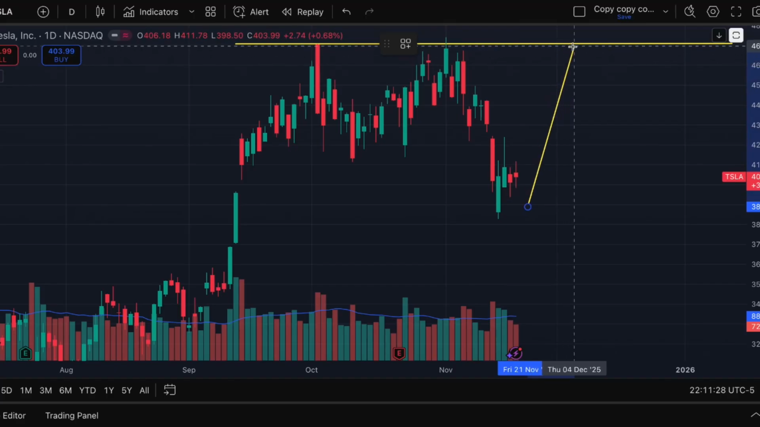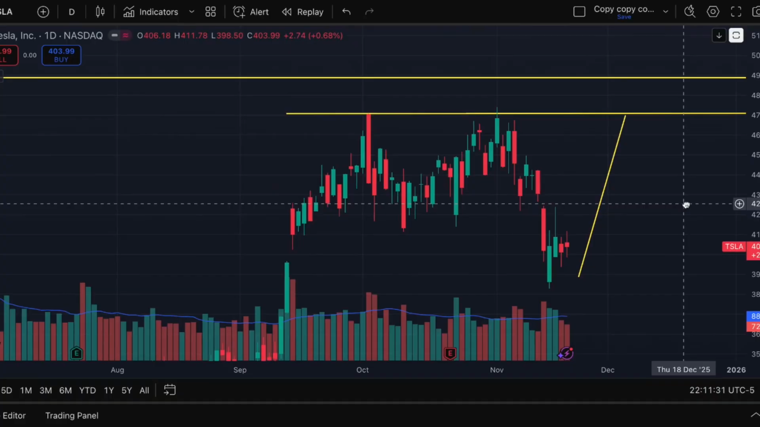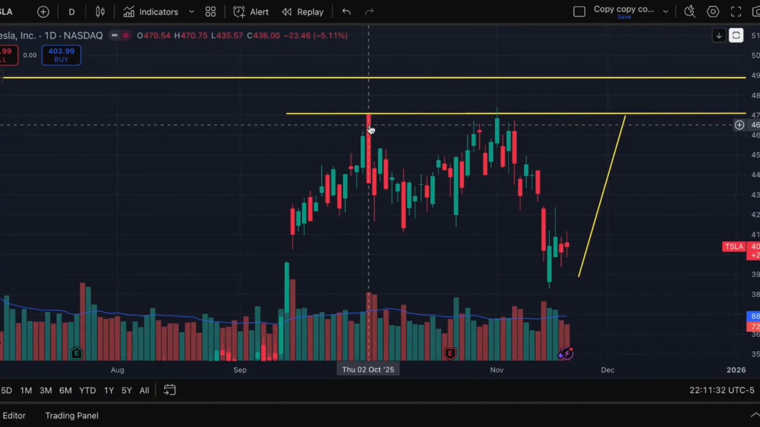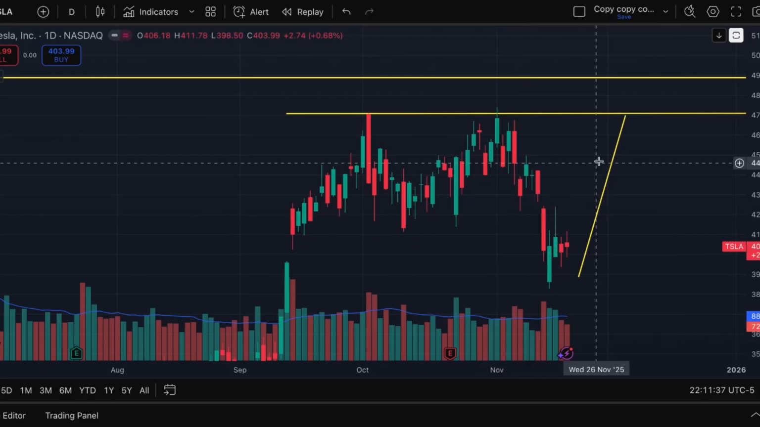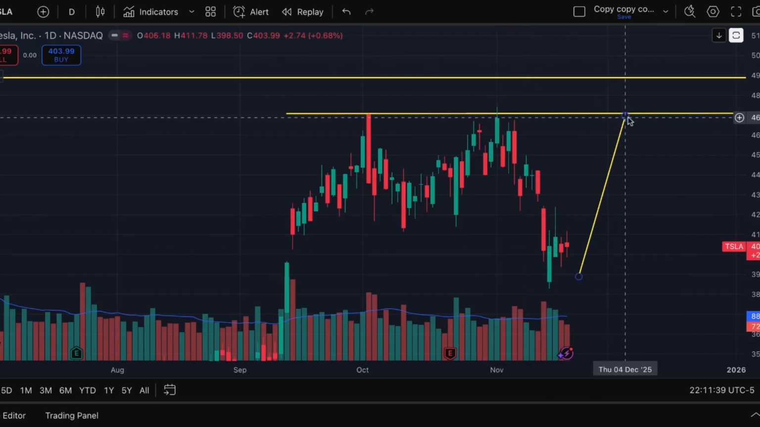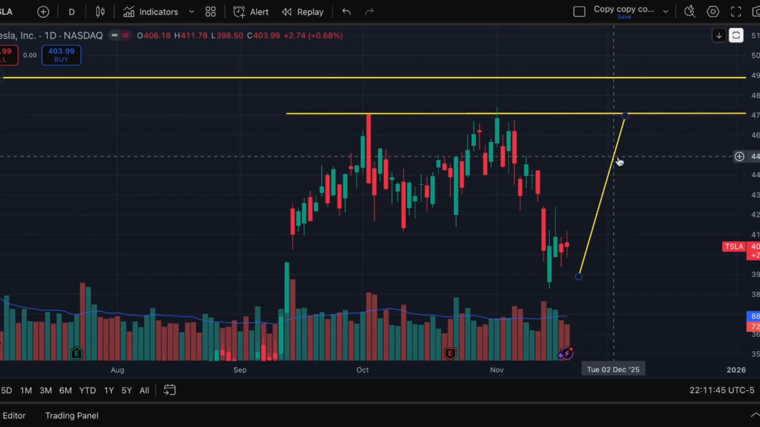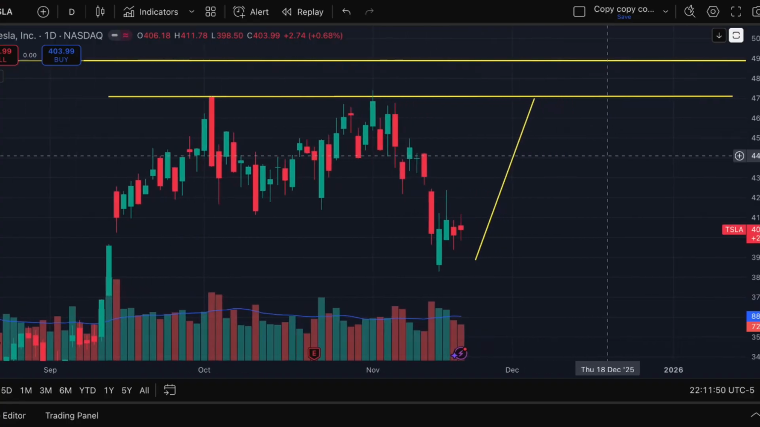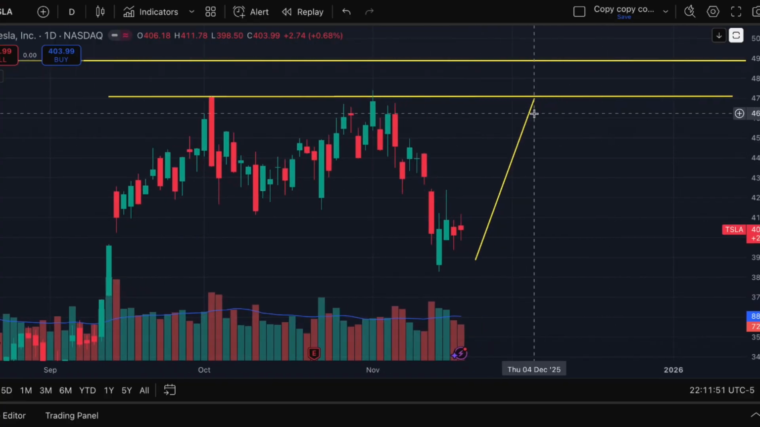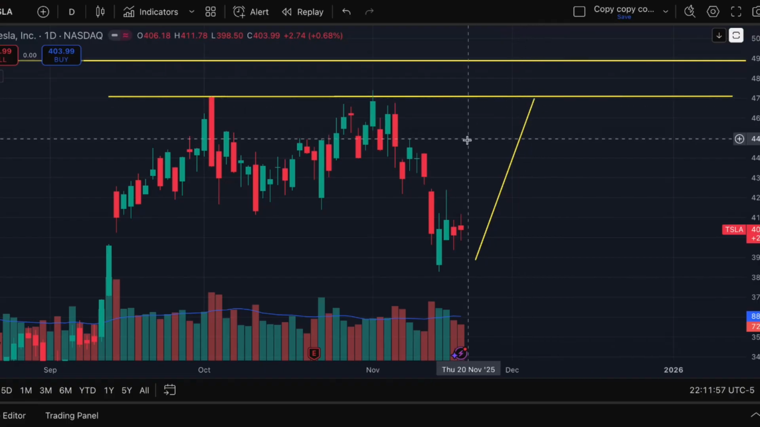Because that is saying that we already came up here, we rejected, we came back up here, we rejected again. So if we can't break that level next time that we come up there, then we're probably going to reject again. Now again, is it going to happen? I don't know. We're going to have to wait and see, right? But that's telling you that is an area where you'd want to sell or take some profit, or just take some off the table.